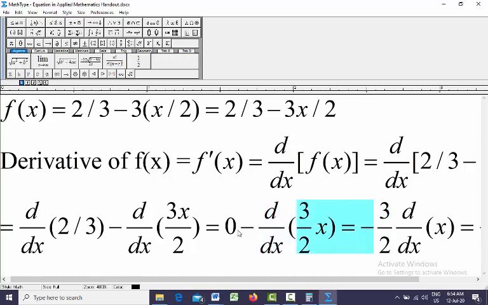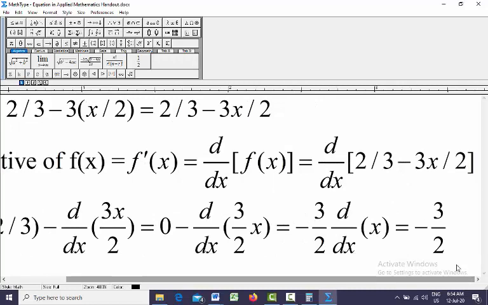And obviously 0, you can just omit it. So we are left with minus 3 by 2 differentiation of x with respect to x. And as you know, this one is already out, so we are left with only x.